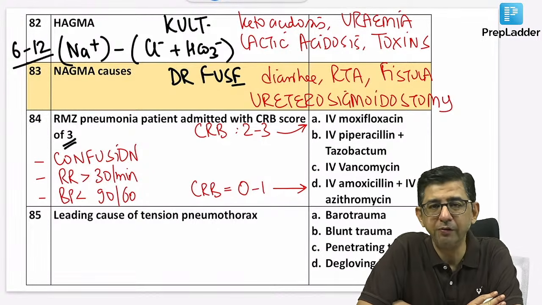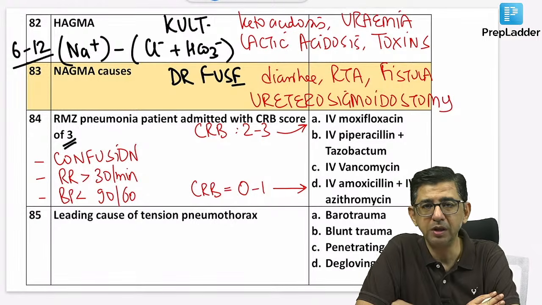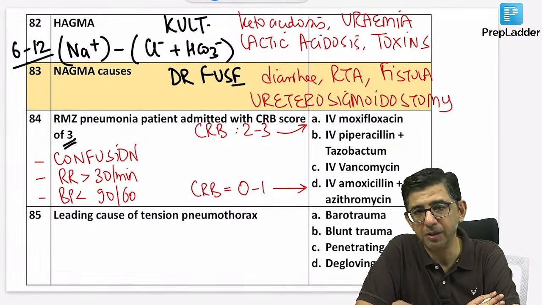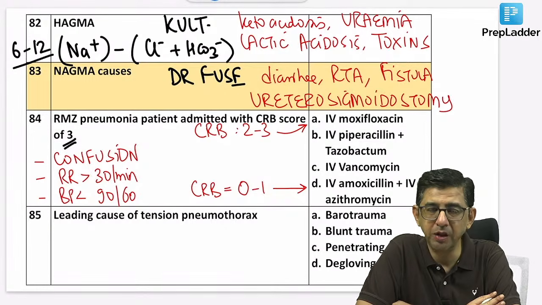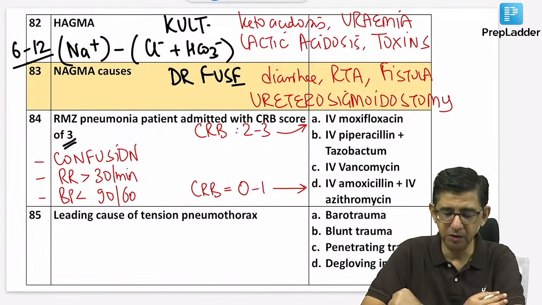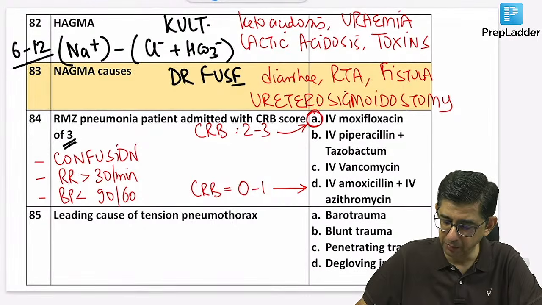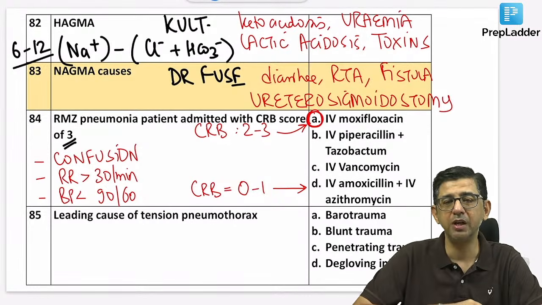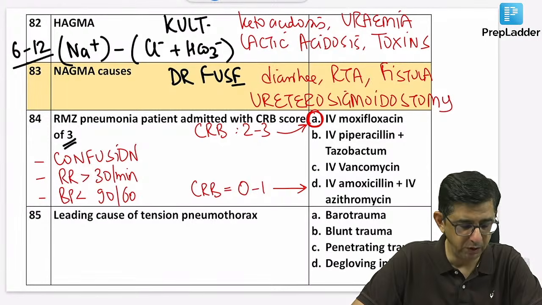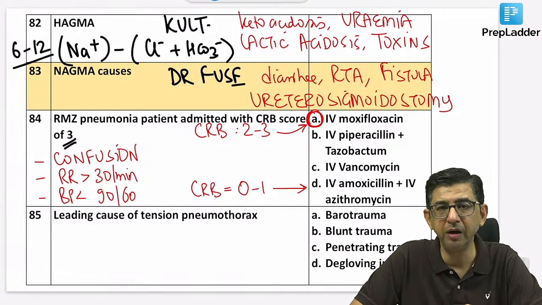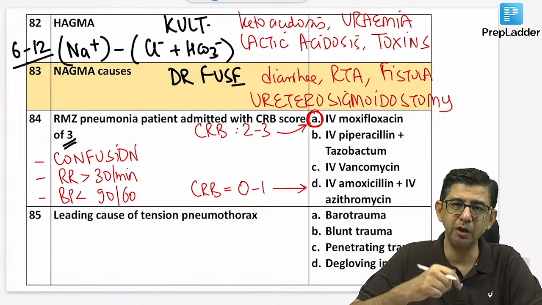There are three drugs that we use: levofloxacin, moxifloxacin, and gemifloxacin. Levofloxacin, moxifloxacin, and gemifloxacin are the drugs that are used. So the correct answer for this particular question is option number A. And if this person was having a score of lower value, then it is amoxicillin with azithromycin that would be given. The main concept is, I'm getting varied answers for this question because the CRB score is elevated.